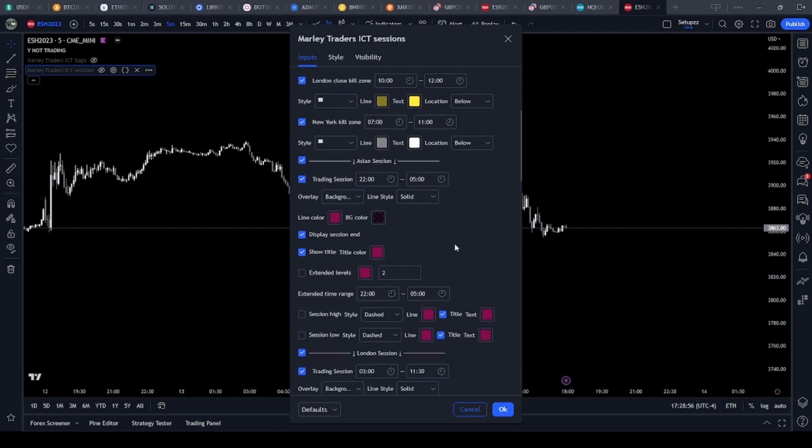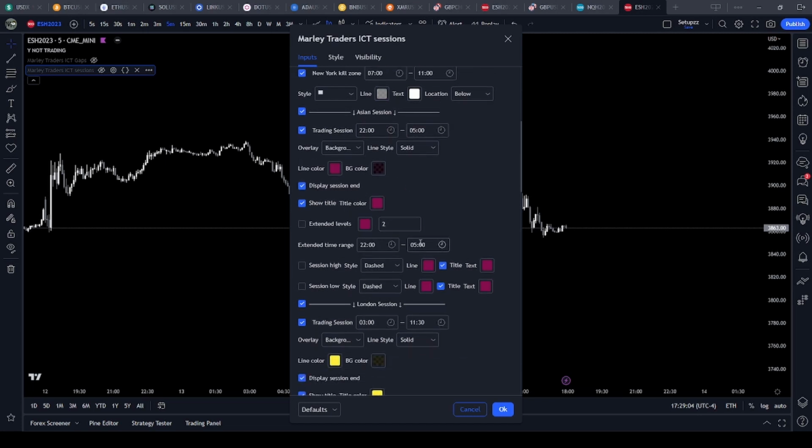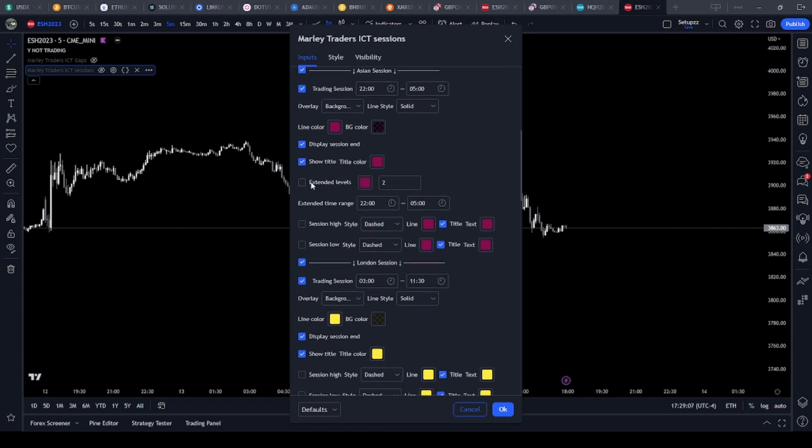Now we come to the sessions. We start off with the Asian session. This is the trading session in New York local time. You customize the colors again as you want. Also, we have extended levels. This is almost like STD, standard deviation. You can put up to 4 standard deviations. It extends the Asian range, so you can use it to measure targets. This is very useful, although by default I think it's not activated, so you can do that if you want.